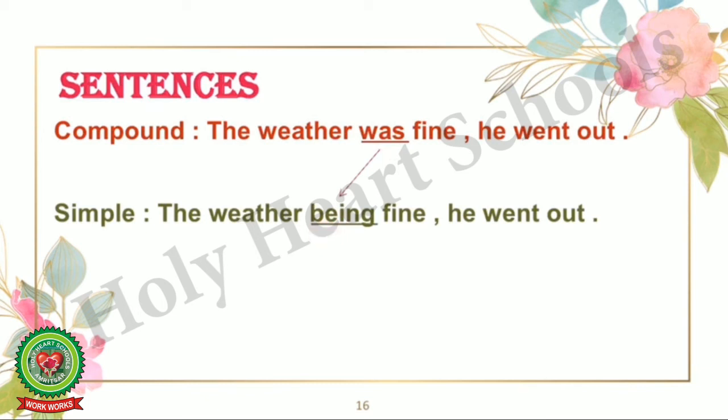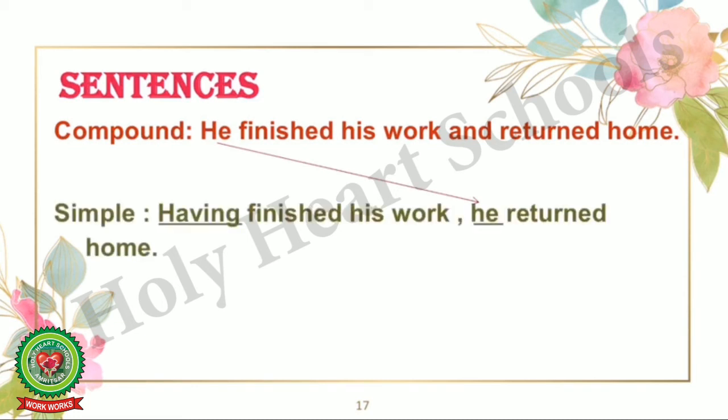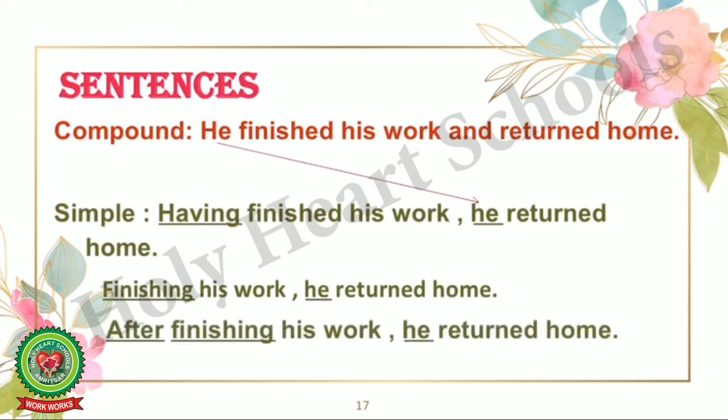Okay. Now next, he finished his work and returned home. Students, this sentence can be written like, having finished his work, he returned home. Or, finishing his work, he returned home. Students, here we can use a preposition also. So it will be, after finishing his work, comma, he returned home.